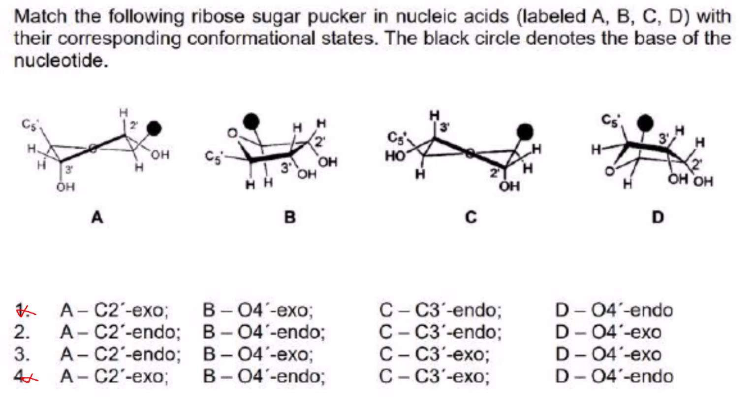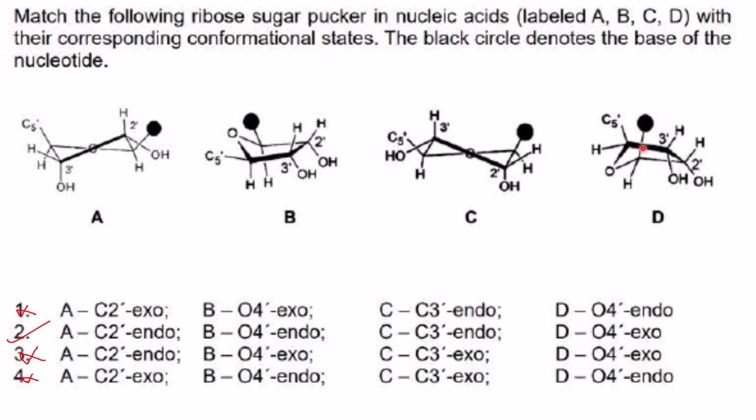So that makes option 2 as your answer, and option 3 is not correct. But I will tell you the others also. Now C is C3 prime endo. Endo means above and on the same side as that of your base. So 3 is above and on the same side as that of your base. So that is C3 prime endo.